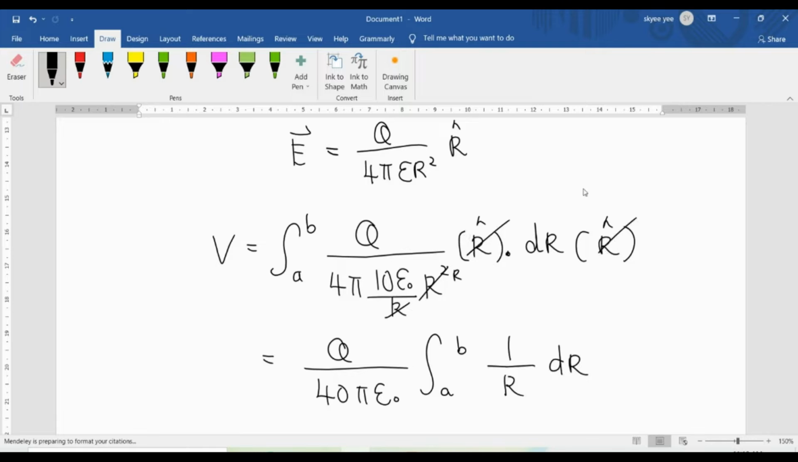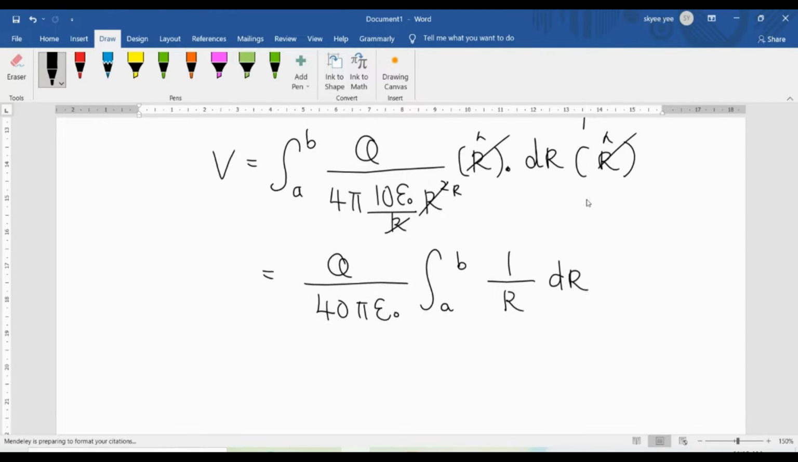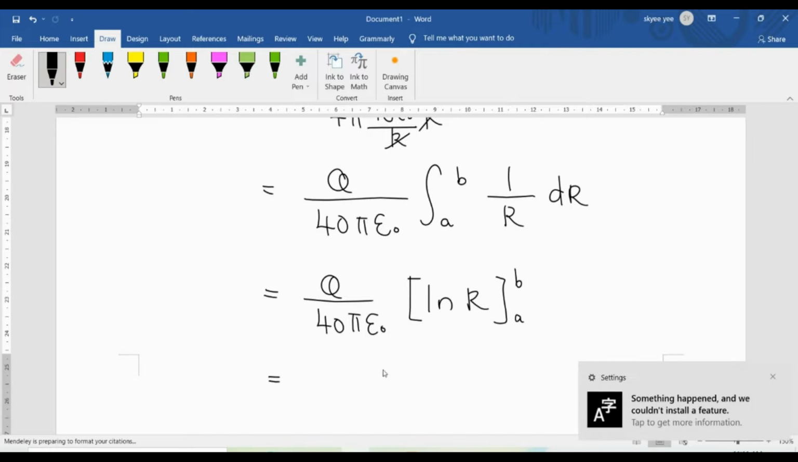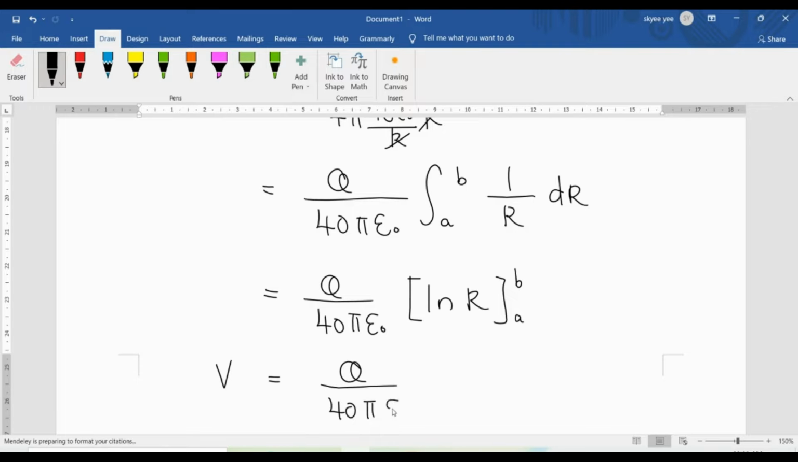So this thing is cancelled, you cancel it to be 1. You should get this 4π epsilon naught, and then this one will give you the ln R, between B and A. So this one will be equal to Q over 4π epsilon naught, ln B over A. ln B minus ln A equals ln B divided by A.